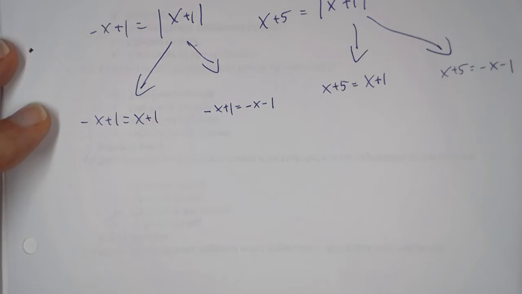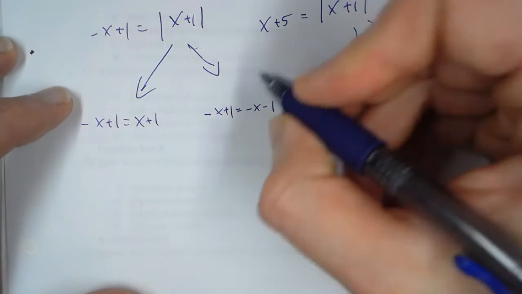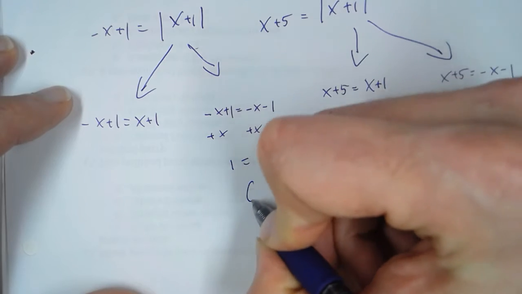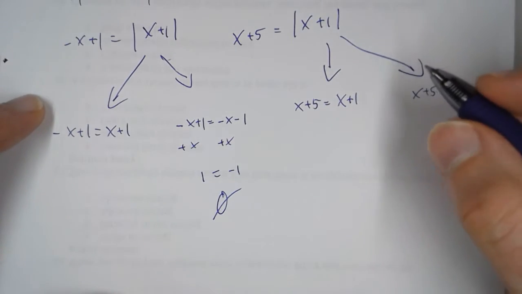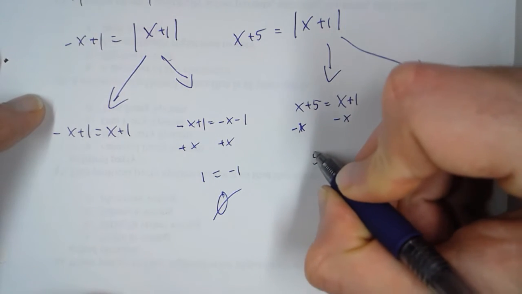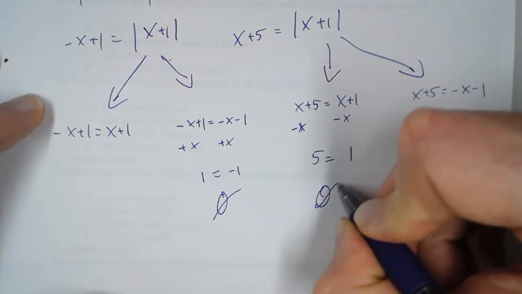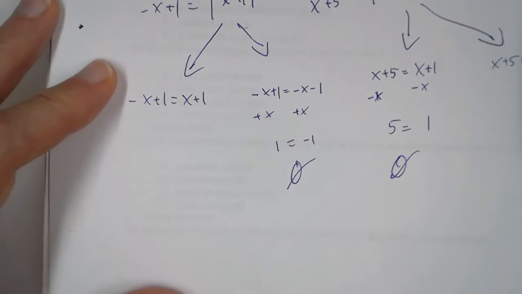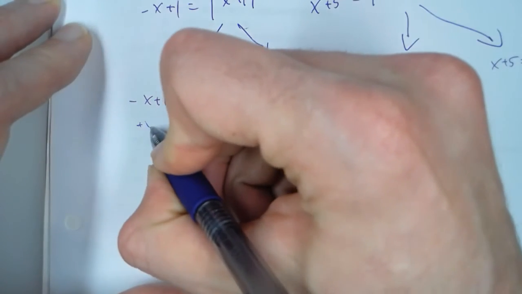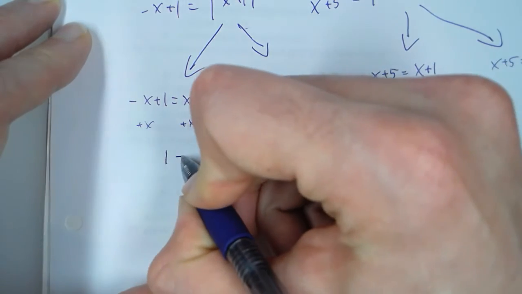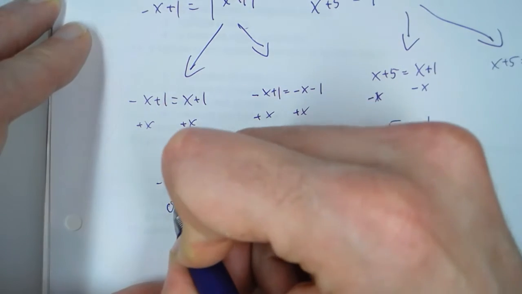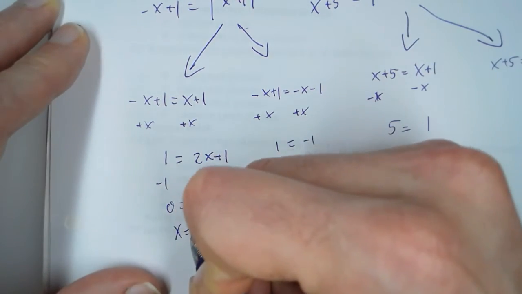That's because with this equation right here, if I add x to both sides, I get 1 equal to negative 1. So that doesn't give me anything. Likewise here, if I subtract x from both sides, I get 5 equal to 1. That doesn't work. So over here, if I add x to both sides, I get 1 equals 2x plus 1. Subtract 1, so 0 equals 2x, so x equals 0.